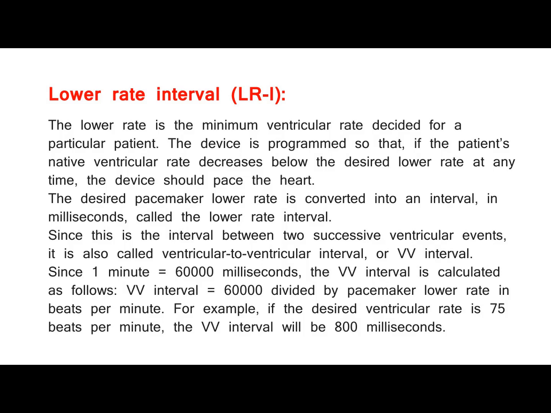Since this is the interval between two successive ventricular events, it is also called ventricular to ventricular interval, or VV interval. Since 1 minute equals 60,000 milliseconds, the VV interval is calculated as follows: VV interval equals 60,000 divided by pacemaker lower rate in beats per minute. For example, if the desired ventricular rate is 75 beats per minute, the VV interval will be 800 milliseconds.